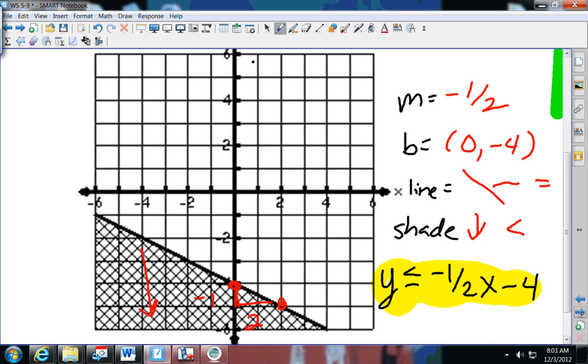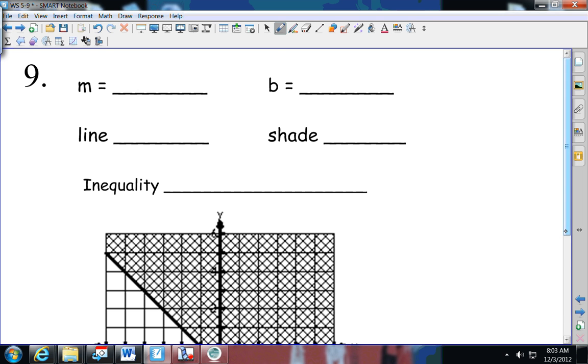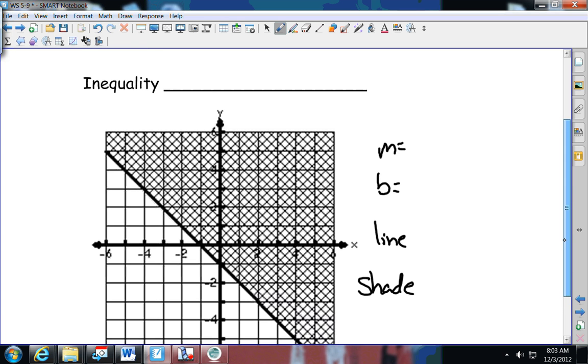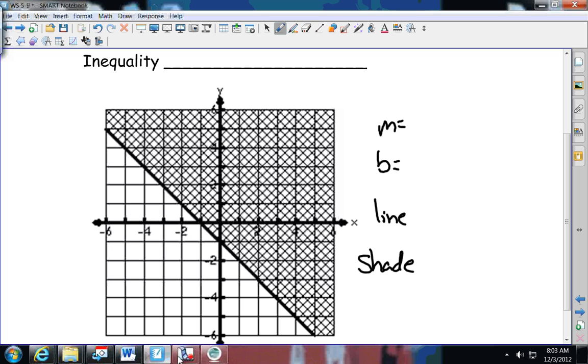Take a minute and try the next one. This one right here, number 9. Okay, so on this one, I find that my y-intercept right here is 0, negative 1. The line is solid. My slope is negative. I'm going down 1 to the right 1, so it's negative 1 over 1, which is negative 1.